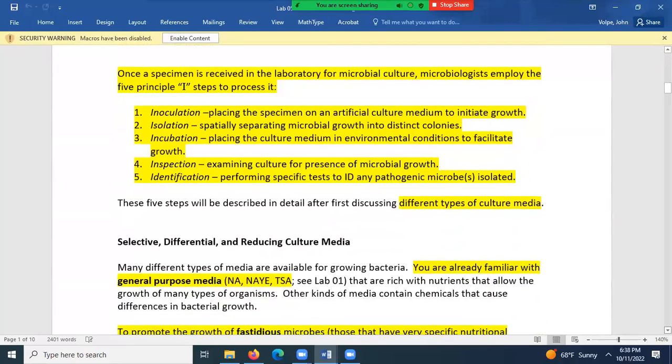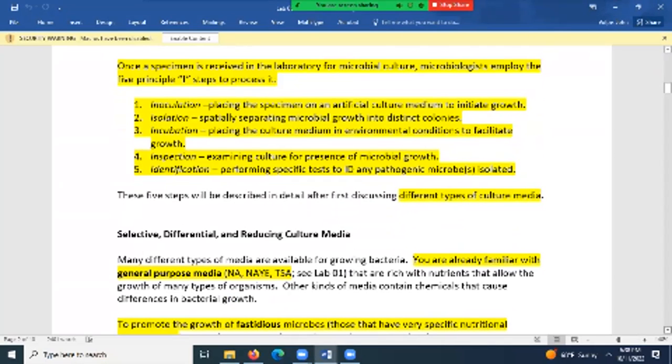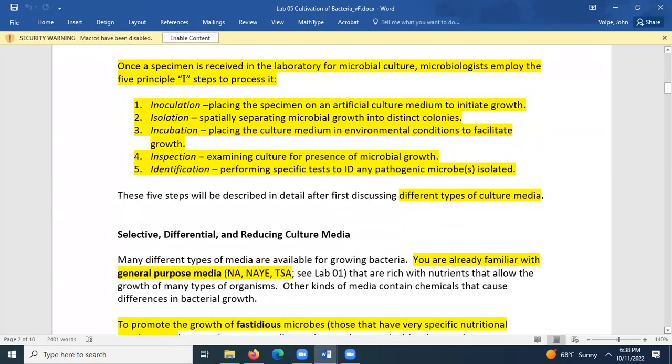Once a specimen is received in the lab for microbial culture, microbiologists employ the 5 principal I steps to process it. First, there's inoculation, then isolation, then incubation, then inspection, and then identification. Inoculation is placing the specimen on an artificial culture medium to initiate the growth of the specimen.